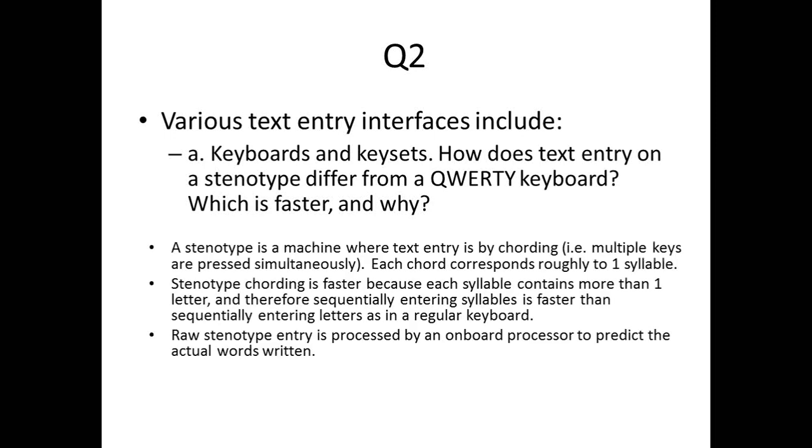A stenotype is a machine where text entry is by coding, in which multiple keys are pressed simultaneously. Each code corresponds roughly to one syllable. Stenotype coding is faster because each syllable contains more than one letter, and therefore sequentially entering syllables is faster than sequentially entering letters as in a regular keyboard. Also, stenotype entry is processed by an onboard processor to predict the actual words written.